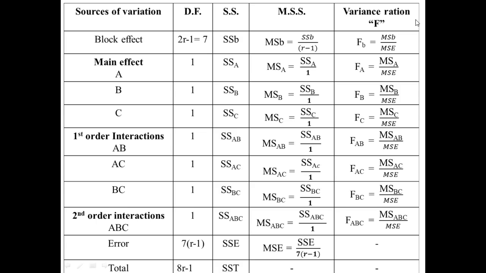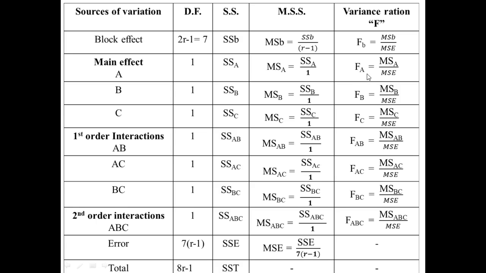So how do we give a conclusion for our hypothesis? If FB is greater than critical value, then we reject our hypothesis that confounding is effective. Here for this case our critical value is F with block degrees of freedom, that is 7, and error degrees of freedom 21. For main effect A, if FA is greater than critical value, here in this case the critical value is F with 1 and 21 degrees of freedom at alpha % level of significance.